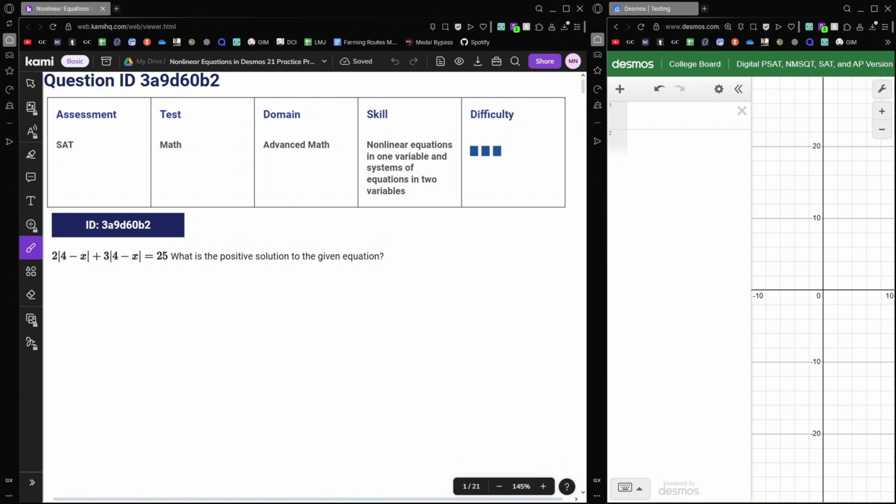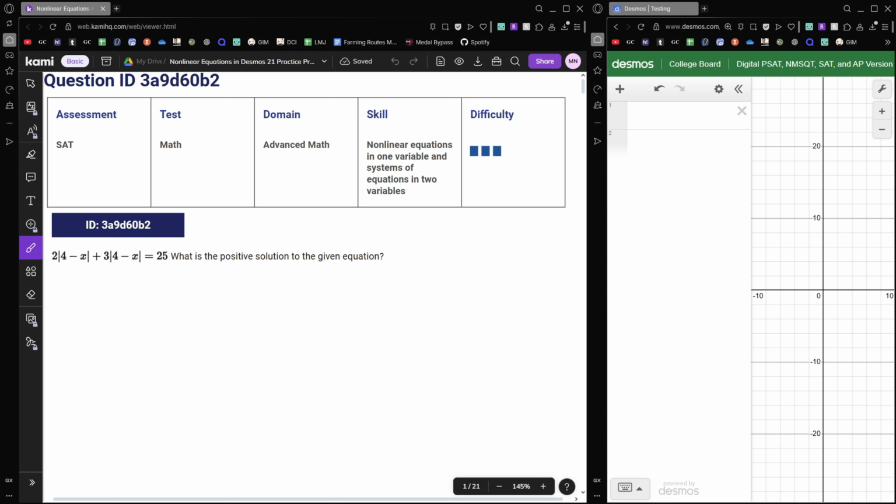Now the thing about these questions is that I guarantee you that every single one of them you can solve by only using Desmos. You do not need to write a single thing down. Anyways, let's get started with question number 1. They give us this equation. What is the positive solution to the given equation? Let's go ahead and put it in Desmos.